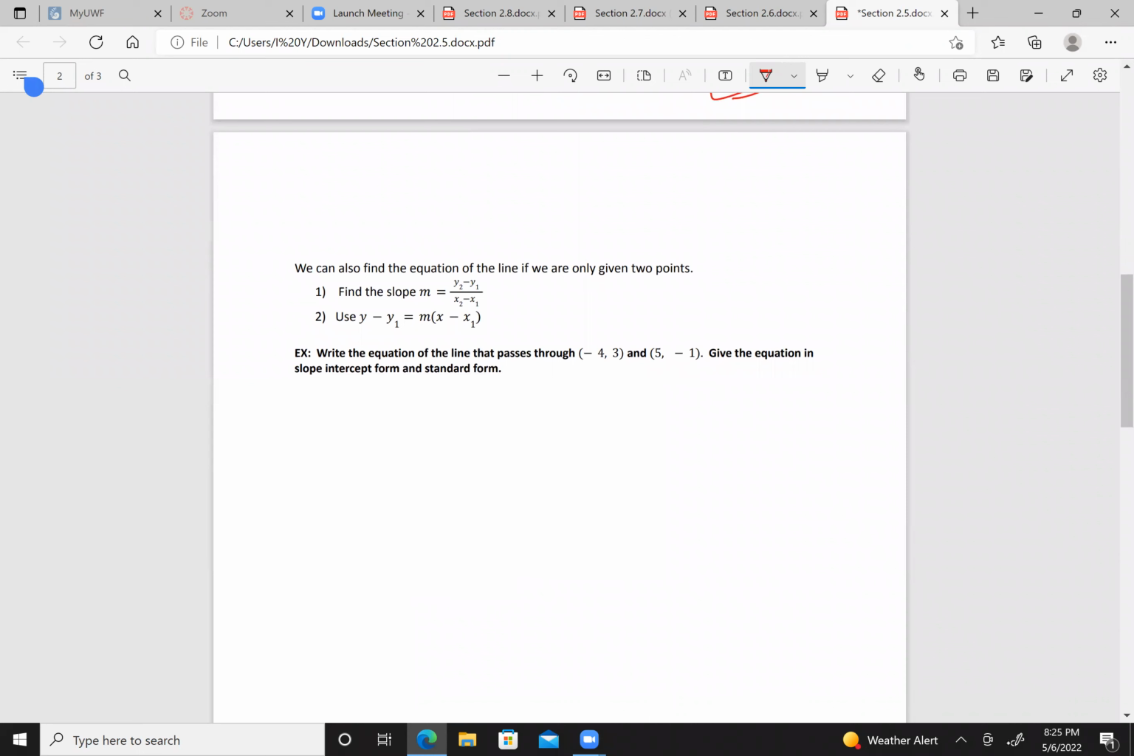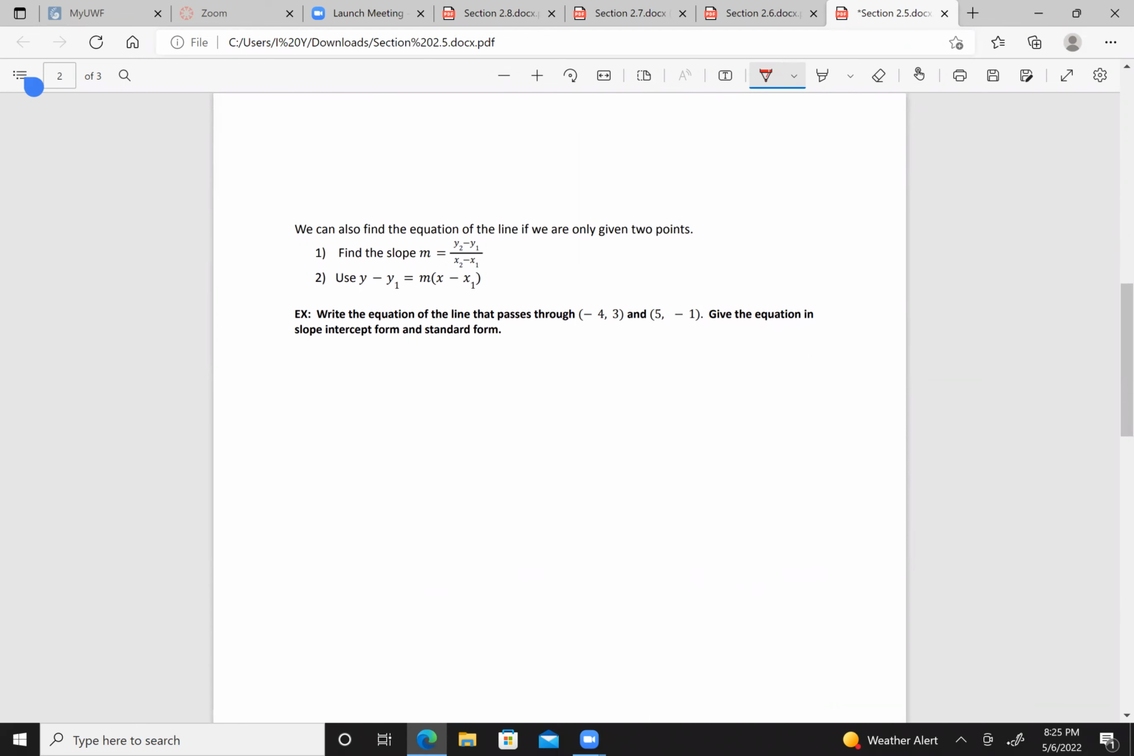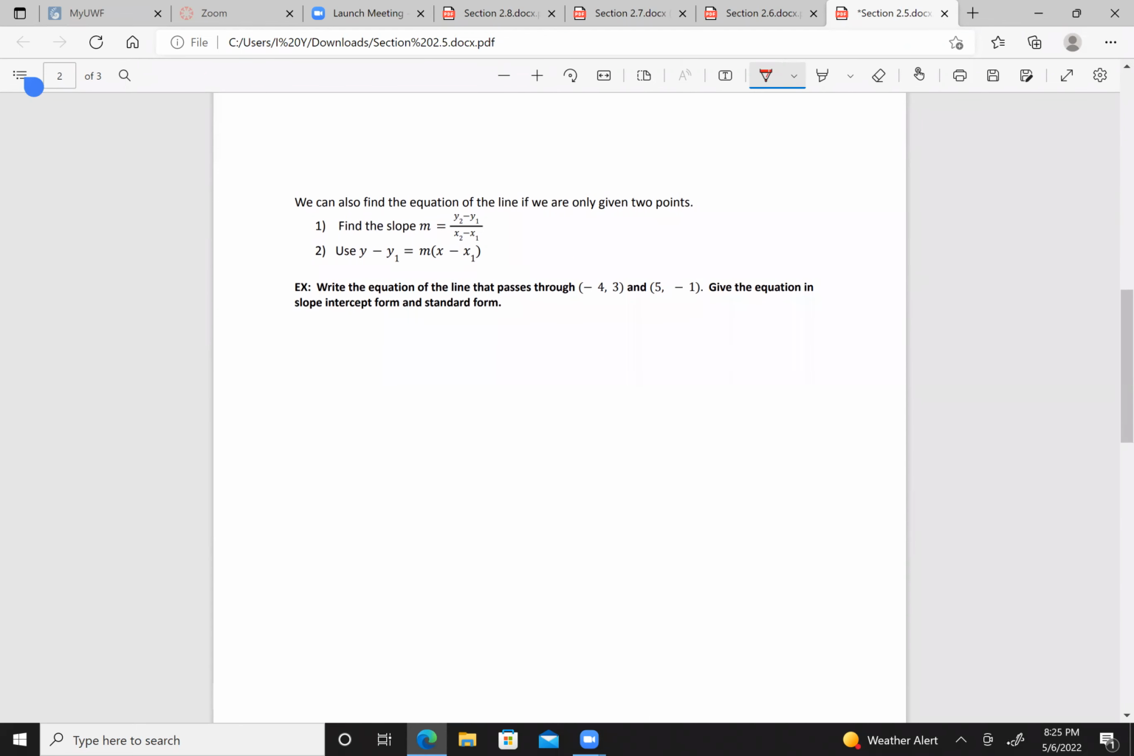Now we can also find the equation of a line if we're only given 2 points. First we find the slope, and then we use the point-slope formula. So write the equation of a line that passes through the points (-4, 3) and (5, -1). Give the equation in slope-intercept form and standard form. So first we need the slope. m equals, we'll call this point 2 and point 1. I have -1 minus 3 over 5 minus -4. This is -4 over 9. That is my slope.